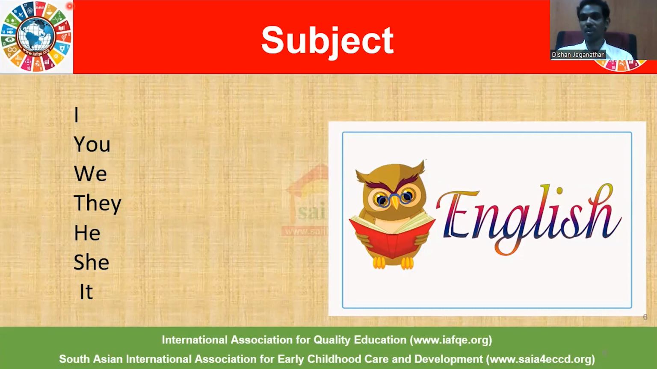First of all, let's see what subject means. A subject of a sentence is the person, place, or thing that is performing the action of the sentence. The subject represents what or whom the sentence is about. The simple subject usually contains a noun or a pronoun. The words I, you, we, they, he, she, it are pronouns.